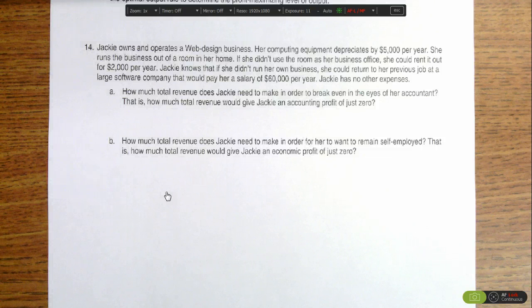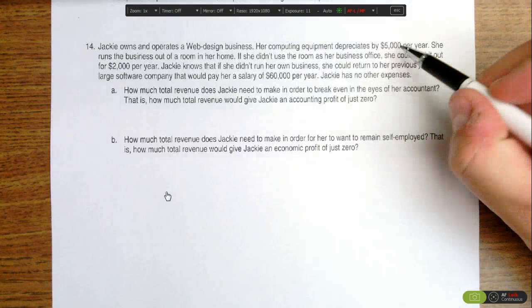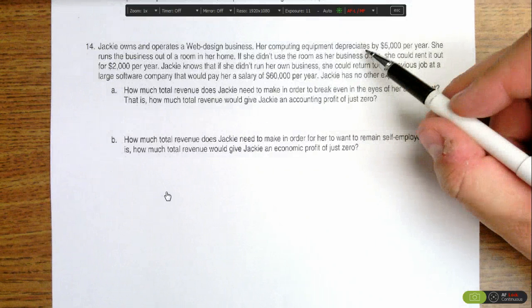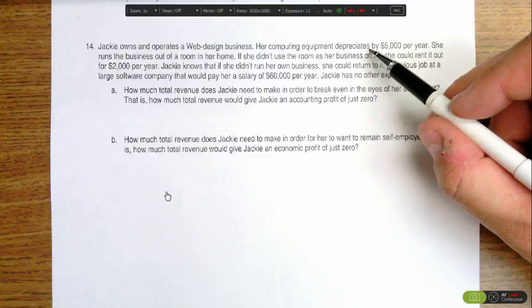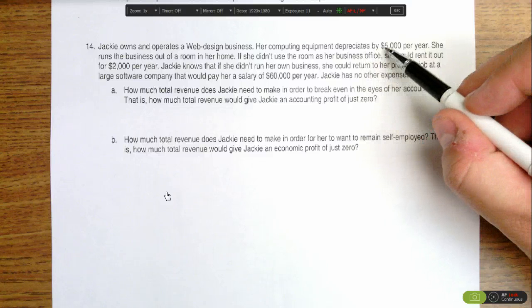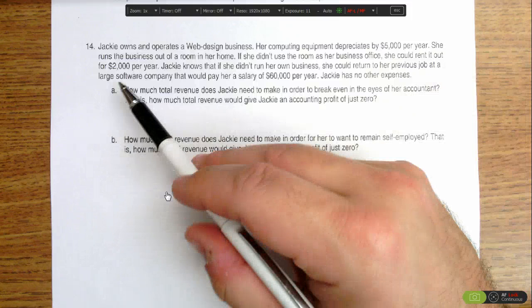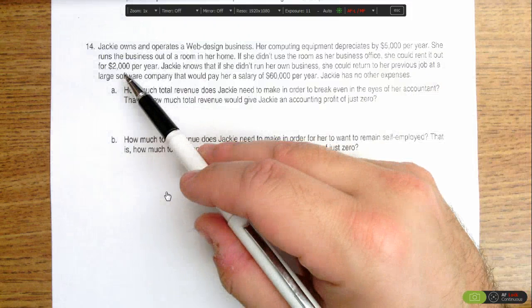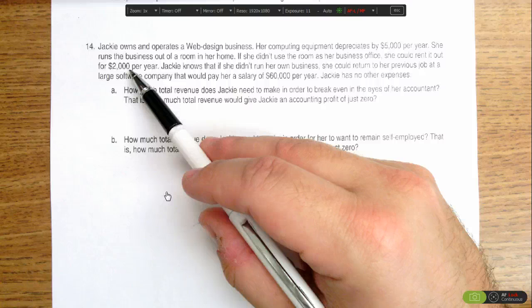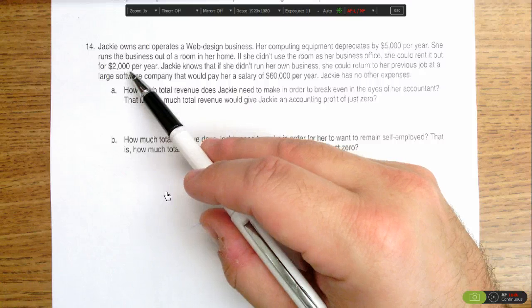So as we look at this setup, we see that she has $5,000 in depreciation. Her equipment is worth $5,000 less every year. Accountants will view that as an explicit cost. So there's $5,000 in explicit cost. She could rent out her room for $2,000 a year, but that's an implicit cost because it's not something she pays, it's something she's giving up.